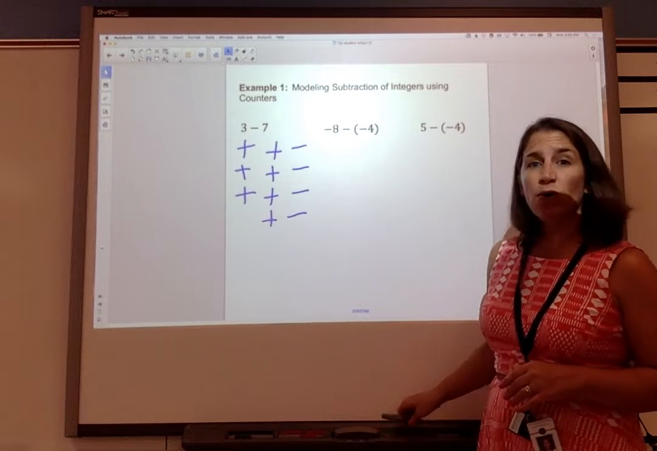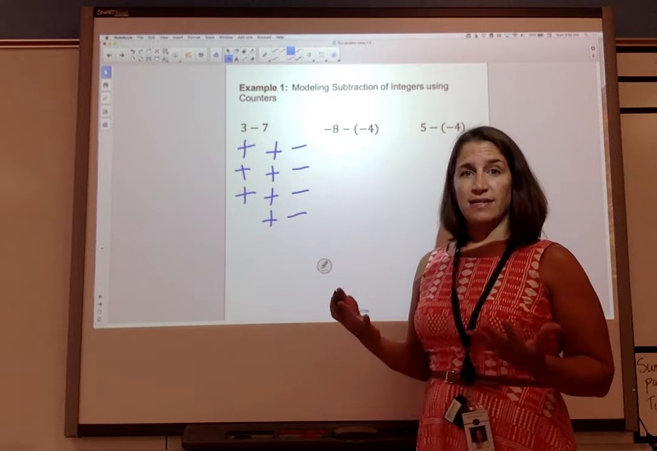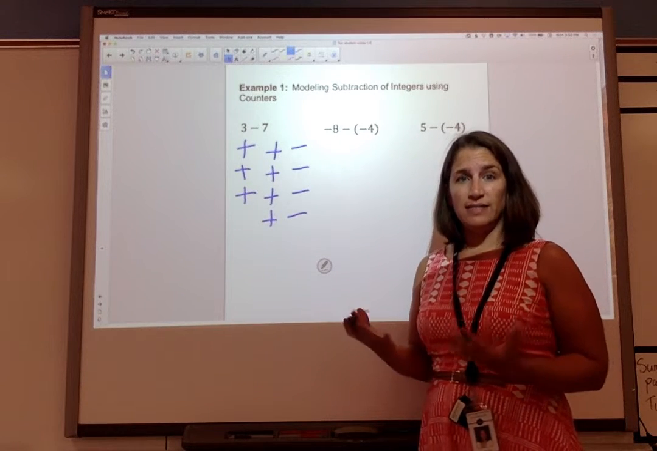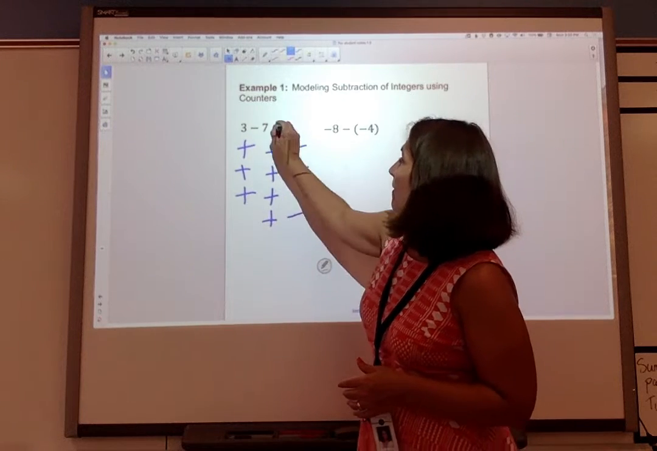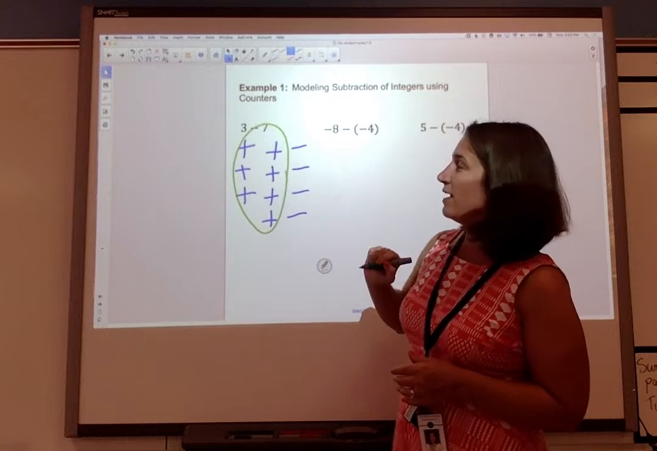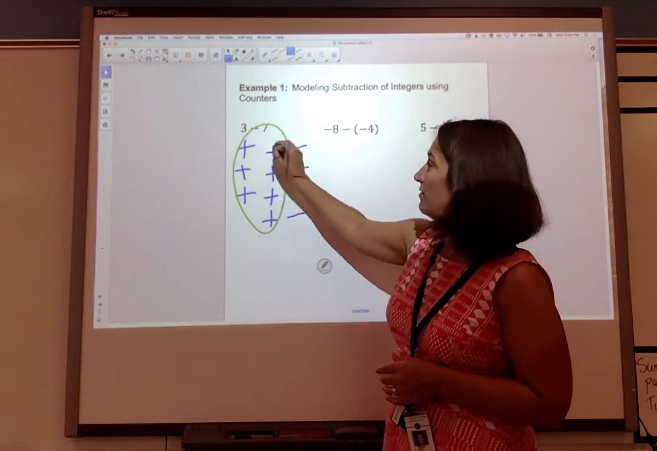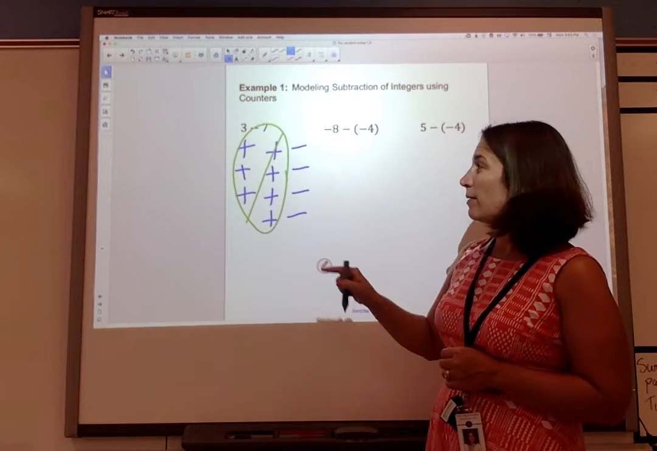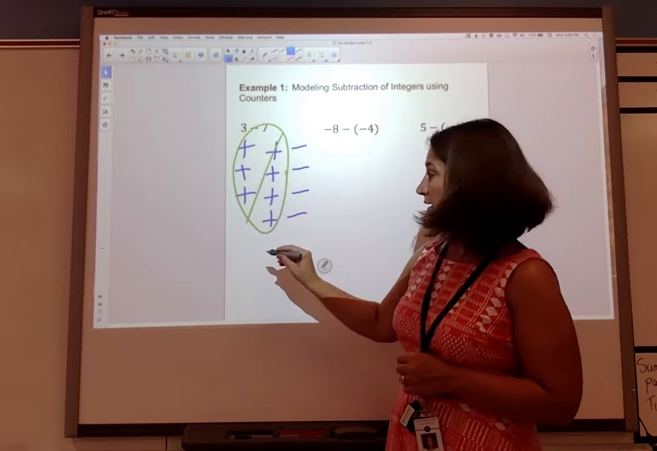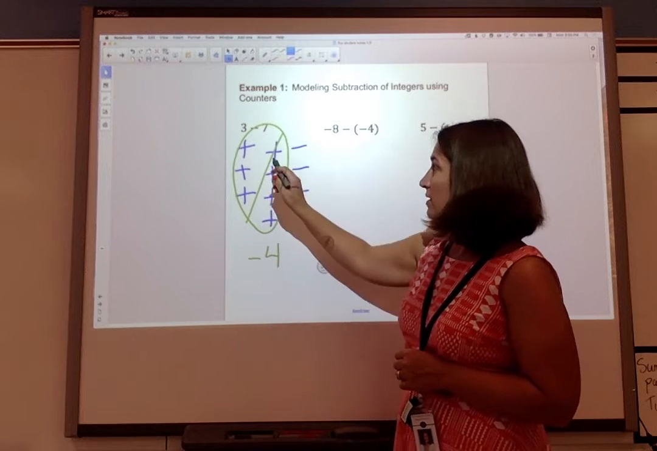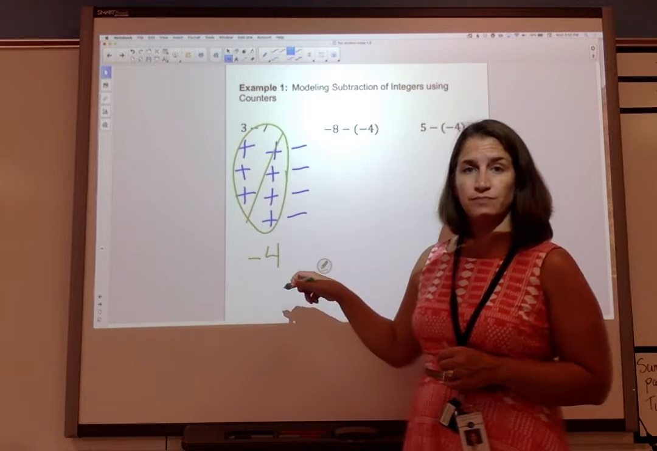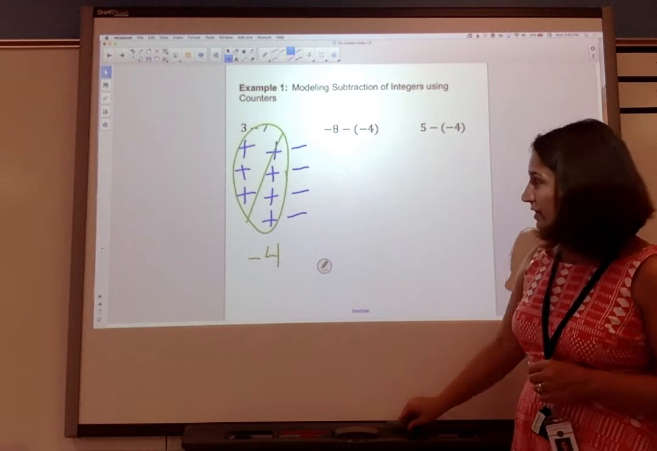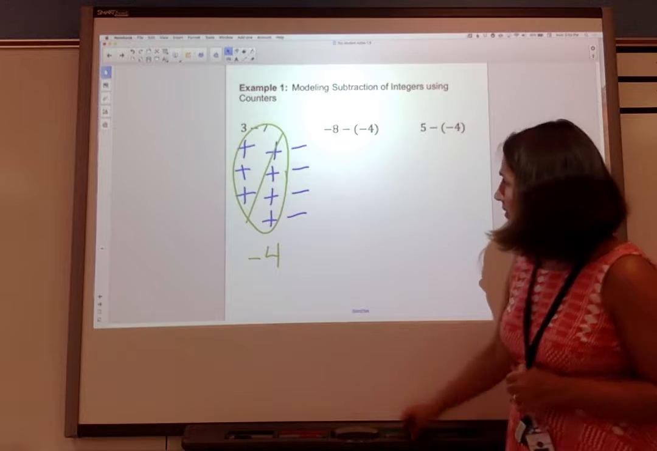I've added 4 sets of 0 pairs. That doesn't change the value at all. I still have a total value of 3. But when I take away the 7 positive counters, now I'm left with 4 negative counters. So 3 minus 7 is negative 4. Let's go ahead and look at the next example.